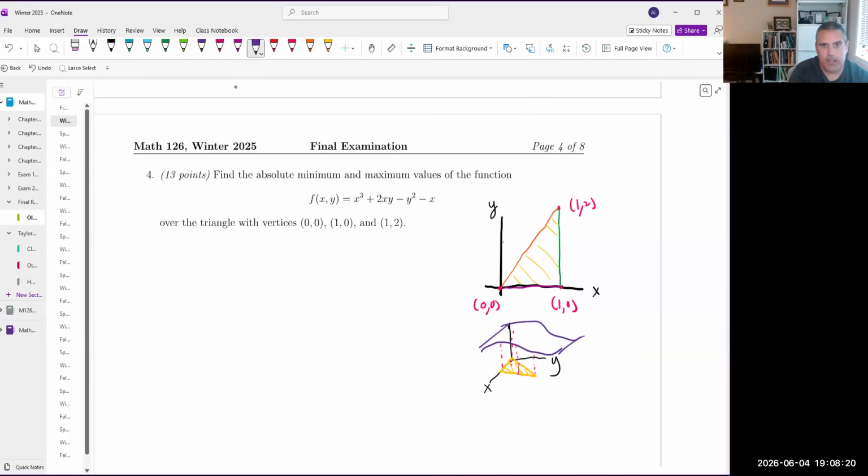So if I was just going to diagram out this solution, here are the things that need to happen. Partial with respect to x, partial with respect to y, find when they're both 0.